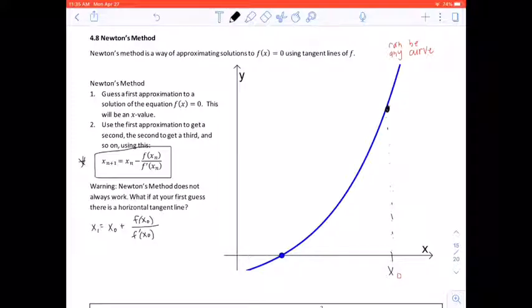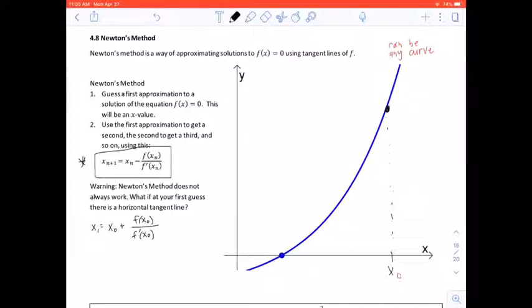If your first guess has a horizontal tangent line, or it's too far away, or if you're looking for a certain solution rather than the one that you're approximating, it can fail. So if you look down below, it says x of 1 equals x naught minus f of x naught all over f prime of x naught.